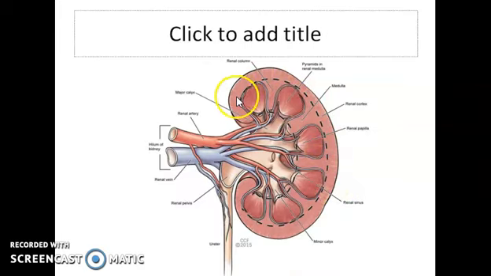So this is also one of the nice diagrams showing you the internal structure of the kidney, in which this is the outer cortex, inner is the medulla, which consists of the pyramids which have the bases towards the cortex, and the apex, which is called the renal papilla, from where it drains into the minor calyx, from minor calyx into the major calyces, and from there to the renal pelvis and the ureter.